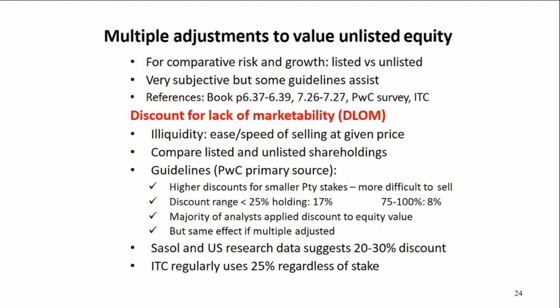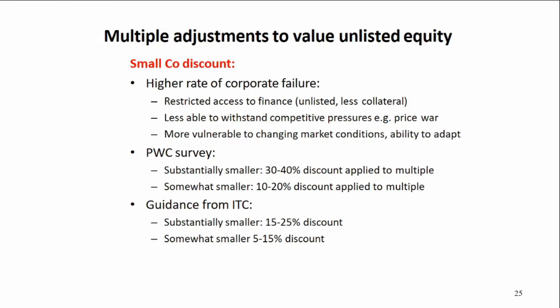If we look at other research data, such as SASL and research from the US, adjustments made often fall in the range of 20 to 30%. If we look at sources such as the ITC exam and the ITC past papers, they usually adjust for the lack of marketability using 25%, regardless of the stake. So regardless of the holding, whether you're holding 40% or 80%, they will adjust by 25% to take into account the lack of marketability.